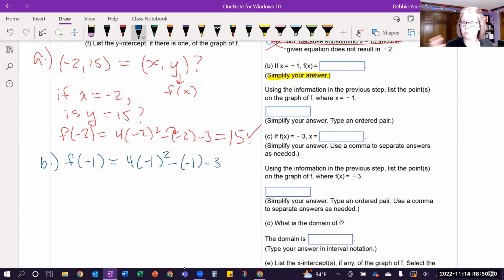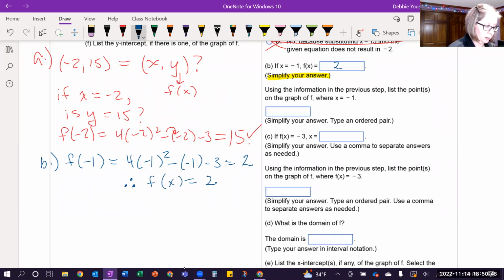Same thing, I'm going to follow order of operations. I'm going to do my power first, then I'm going to multiply by 4. I'm going to subtract -1, which is like adding 1, and then subtract 3 and see what I get. And I get 2. So that tells me that, therefore, and if you've never seen an instructor do this, 3 dots in a triangle means therefore, shorthand. Therefore, f of x equals 2.